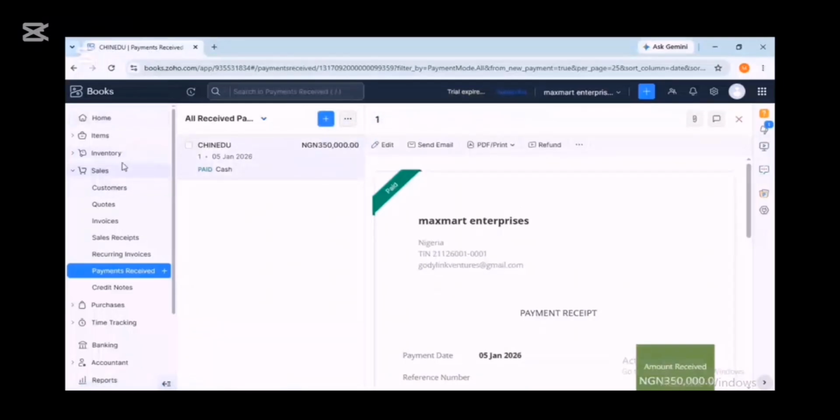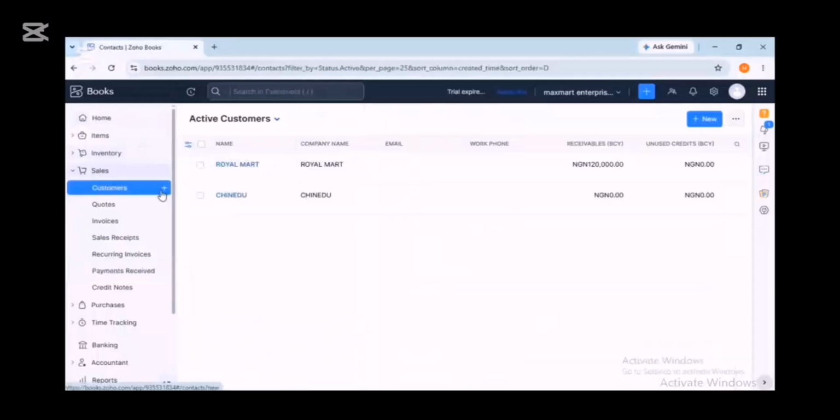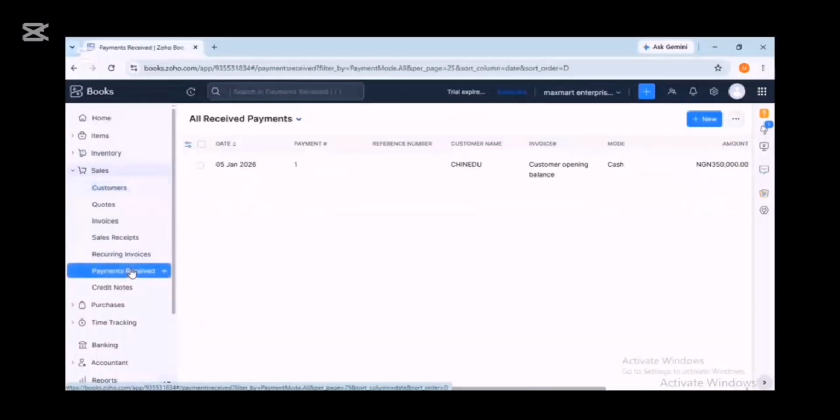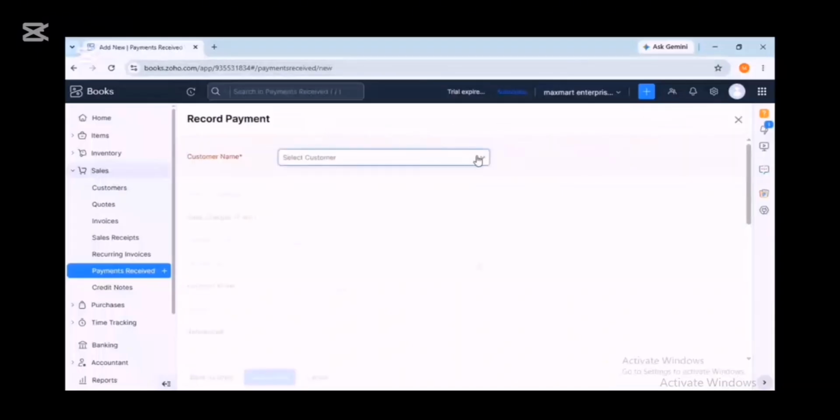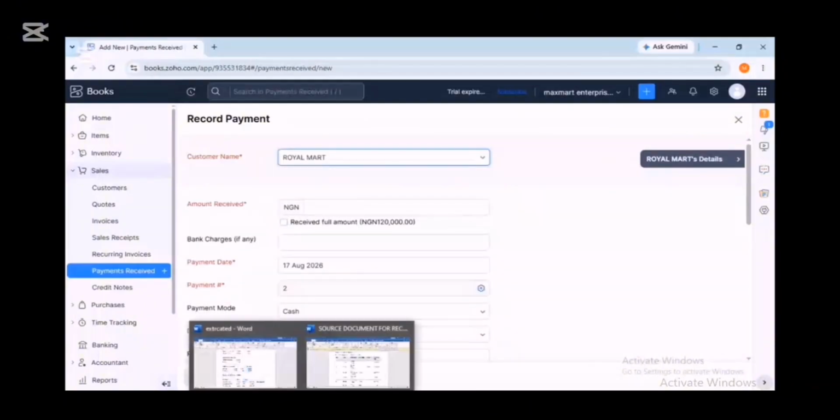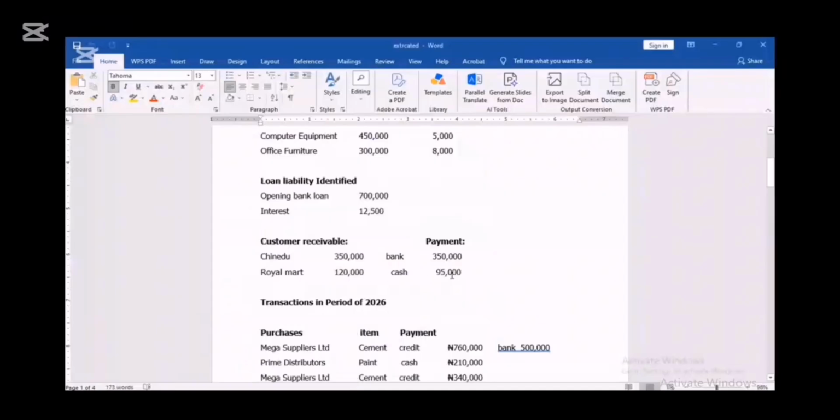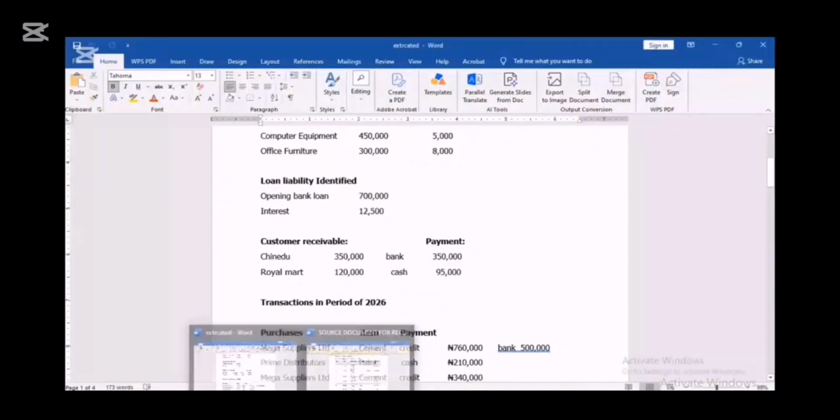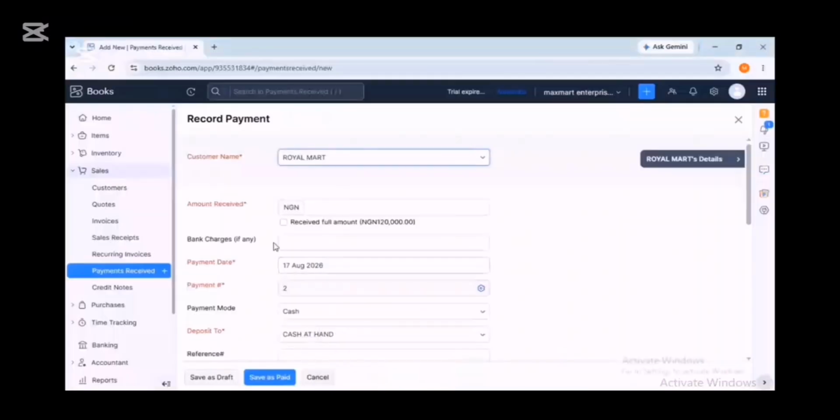So let's input another one for Royal Mart. Receive payments. Royal Mart made partial payments. He didn't complete the payment of the amount he was owing this business. So Royal Mart, so this is the amount. He was owing a 120,000 balance. So he paid 95,000 via cash. So let's input the amount, 95,000.